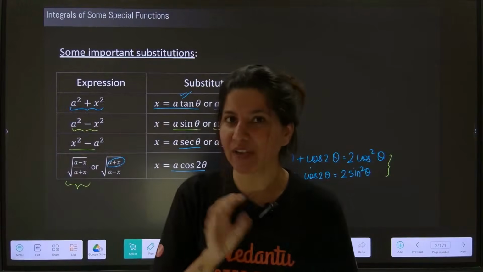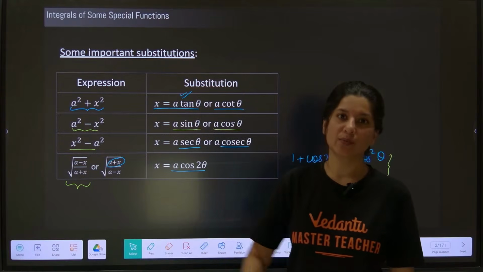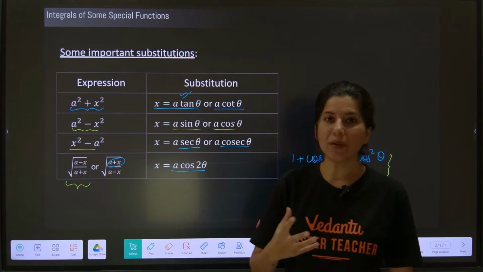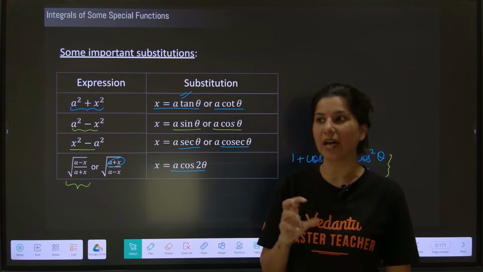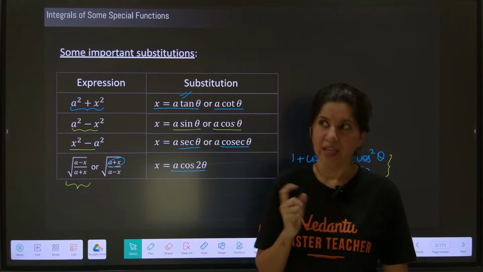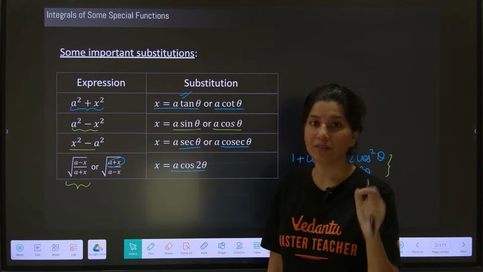In the last class, we have seen substitution. Now we are going to start with trigonometric substitution. It all depends upon what kind of expression you see, and based on that you are going to put that trigonometric ratio. This we have also seen in ITF, inverse trigonometric functions.